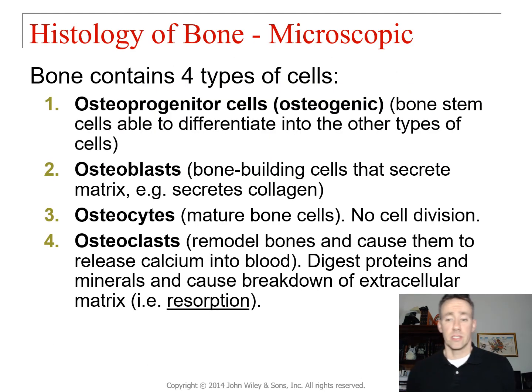So the four types of bone cells: we're going to start with the osteoprogenitor cells, otherwise known as the osteogenic cells. These are the bone stem cells that are able to differentiate into other types of cells, namely the osteoblasts. The osteoblasts are mainly known for their function of building up the bone, or laying down that bony matrix. They'll be producing the extracellular proteins like collagen and hyaluronic acid. And they'll also be secreting some of the salt components, or the ionic components like the calcium and the phosphates, that will bind to those extracellular proteins and give it more of its hardness.